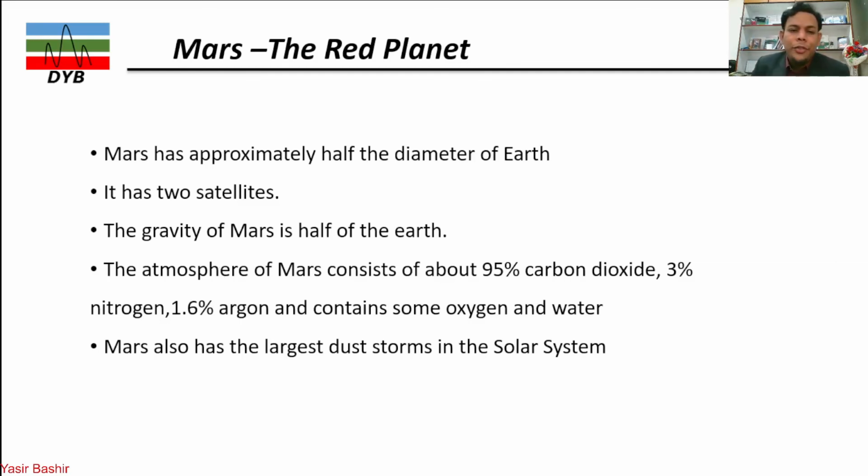If we're looking at the atmosphere of Mars, it consists of about 95% carbon dioxide, 3% nitrogen, and 1.6% argon, and contains some oxygen and water. That's why you will be looking at the news, people are moving to Mars because there is oxygen and water. So that is actually the possibility of life on Mars. And Mars also has the largest dust storms in the solar system. We also have some dust storms, but not that heavy. But on the surface of Mars, it is a much heavier dust storm.